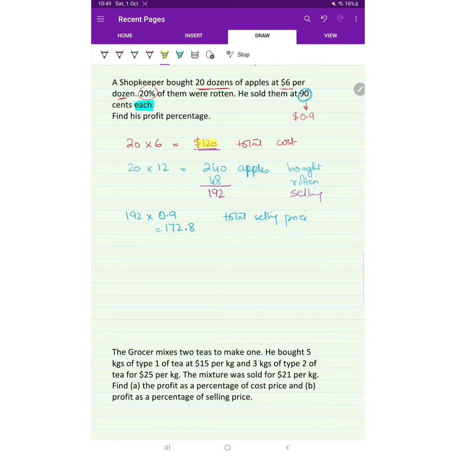Now, total cost, total selling price. Can I calculate total profit? Yes, I can calculate profit. Profit is going to be selling price minus cost price, which is 52.8, I think. Right? This is my profit. It said profit percentage. So when I have to convert it to percentage, I would say profit upon cost price multiplied by 100. This gives me 44%. Okay. I hope this is clear to everyone.